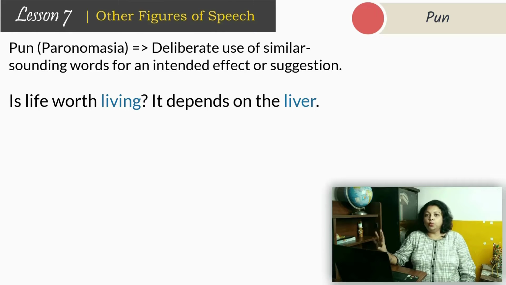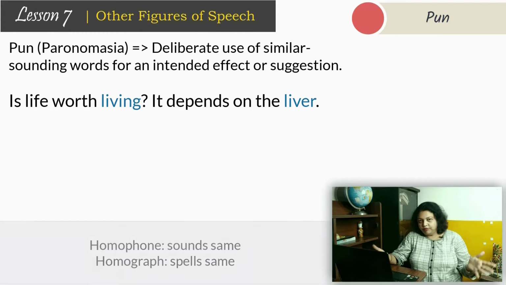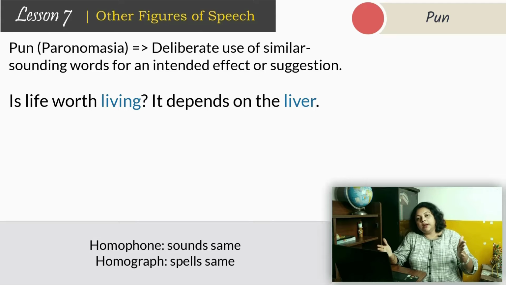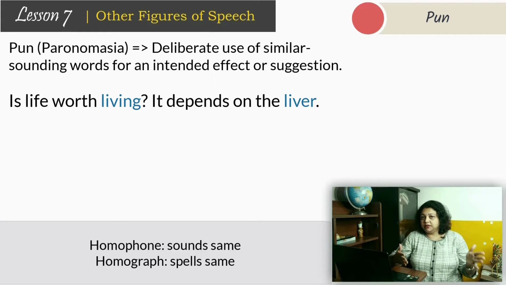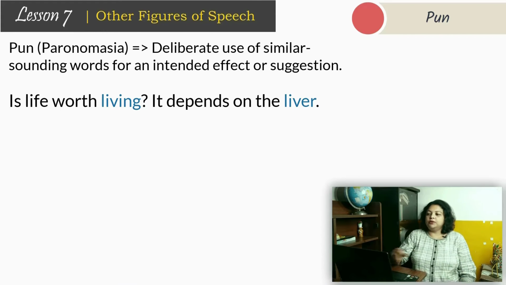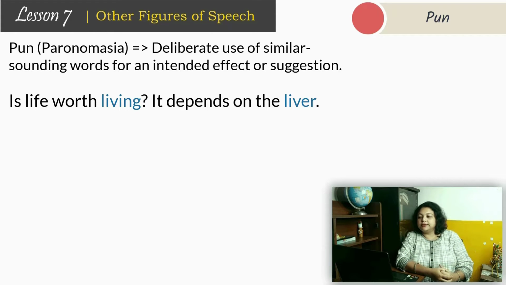So you have two ways in which you can use pun. You can use words that sound the same but have different meanings, or words which are spelled in the same way, like we had the example just a few moments back. The spelling was the same but meanings were different. Alright, let's now look at some other uses. Again, I'll take up a humorous context.